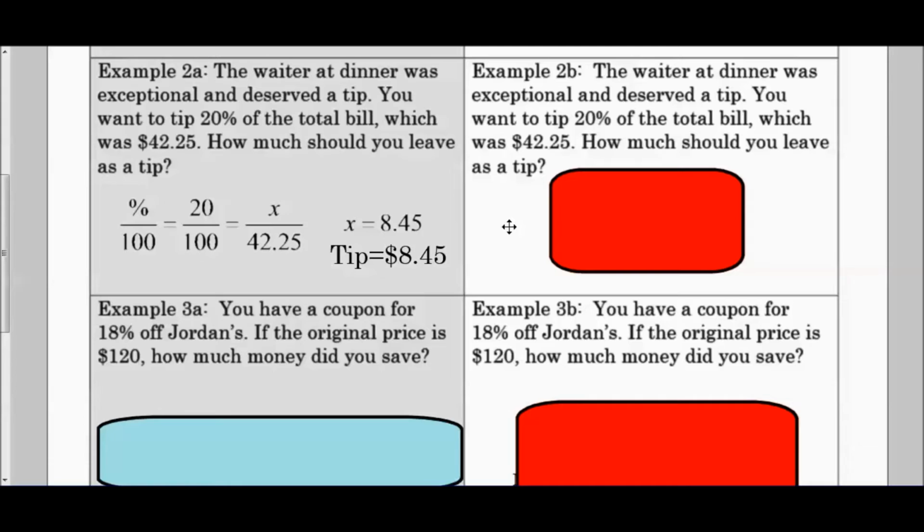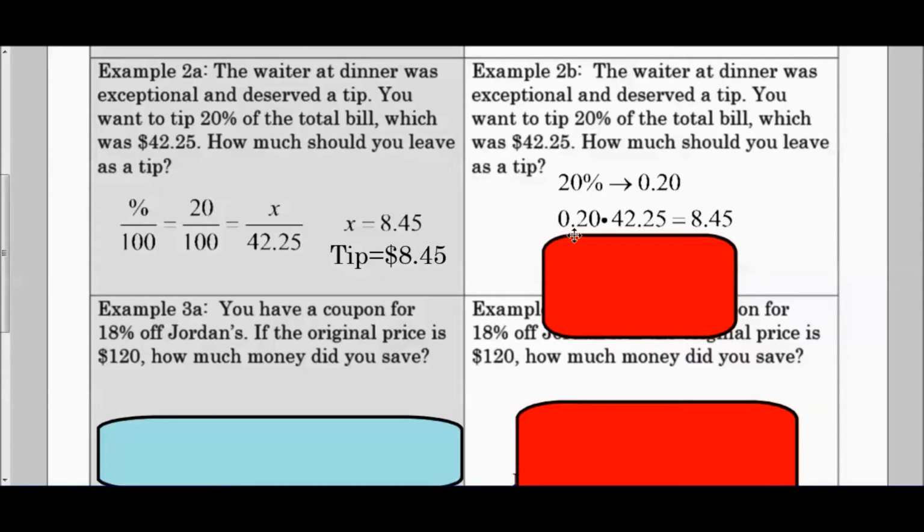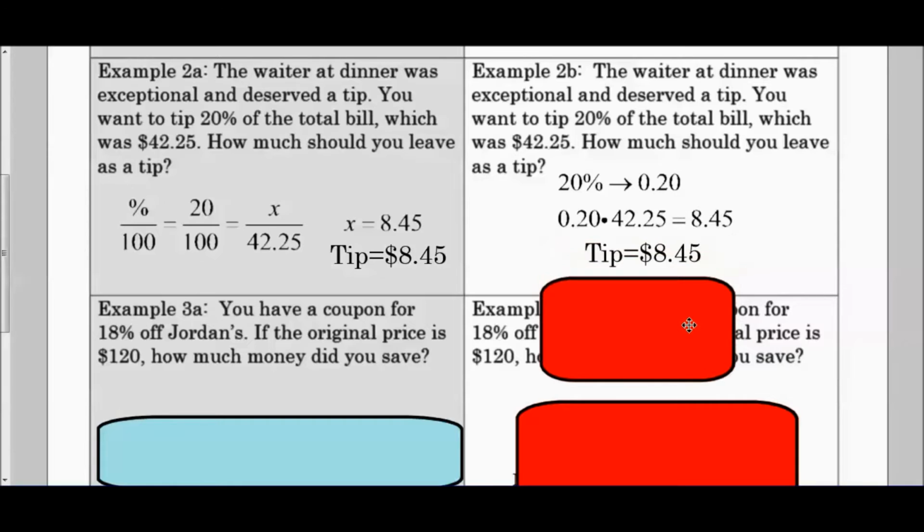Example 2b, same problem. Again, that should say diner. We want to tip 20%. That as a decimal is 0.20. So we changed it to a decimal. And again, of the total bill is this number. Of that total bill means we're going to multiply 0.2 times that total bill number. That's the amount of tip. That's $8.45 again.